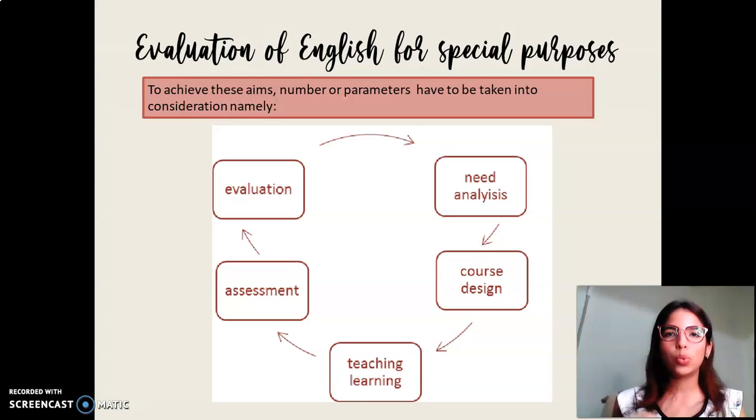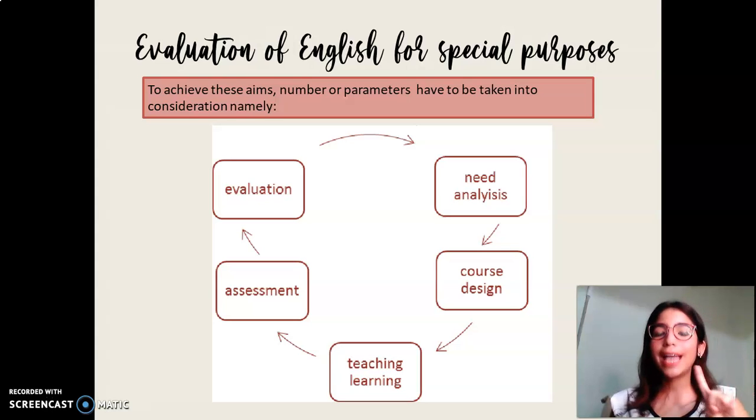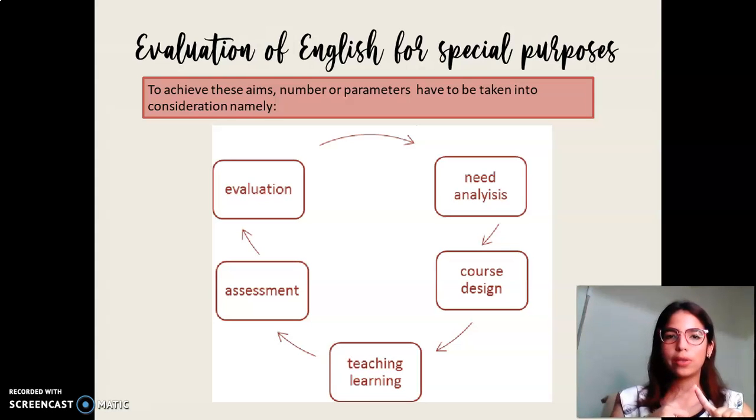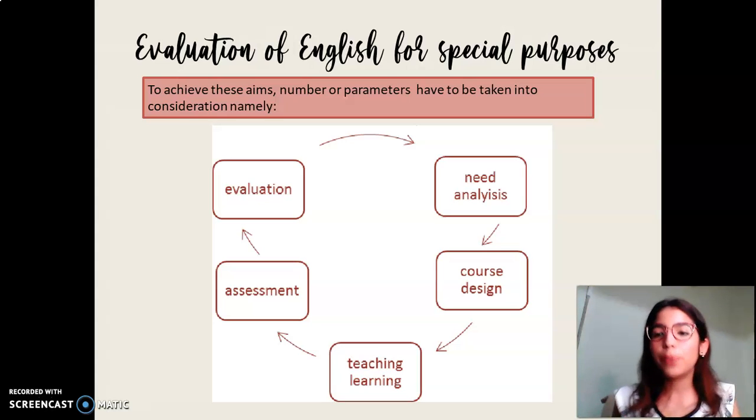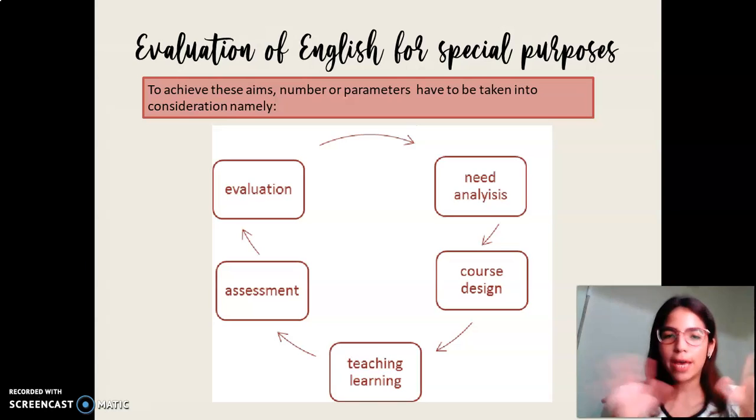As I said before, we have the needs analysis, which is going to be linked with the diagnostic. Then we have the course design, then the teaching-learning process, then the assessment to evaluate their progress, and finally the evaluation.